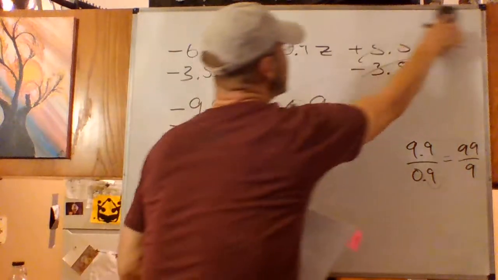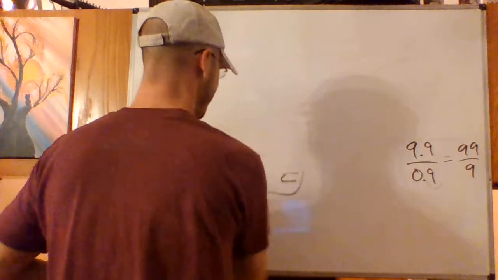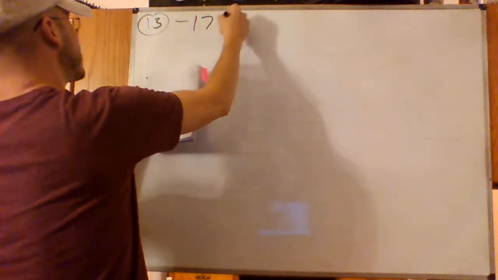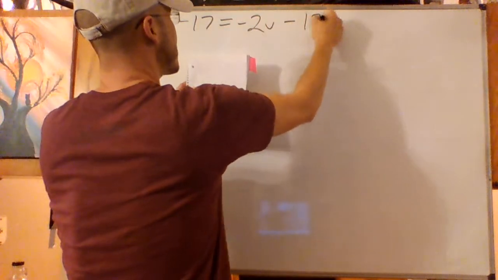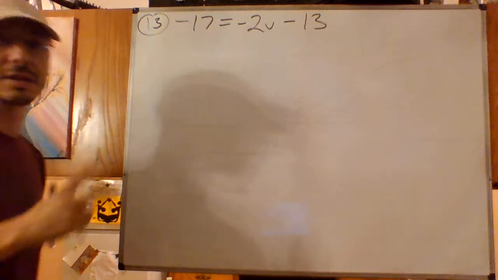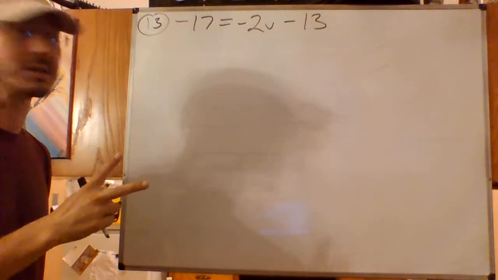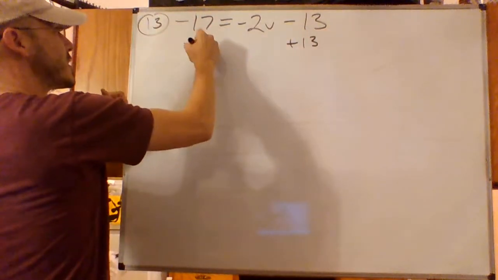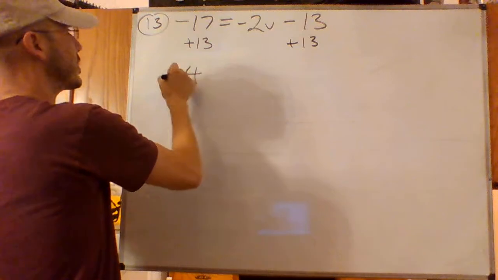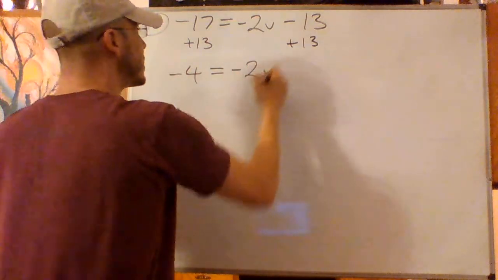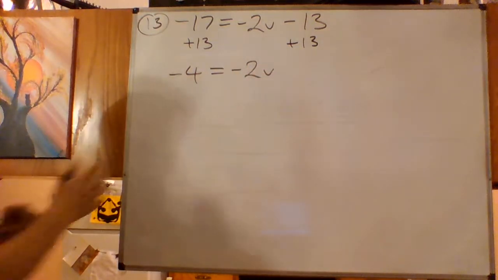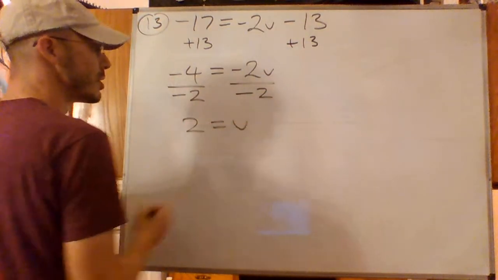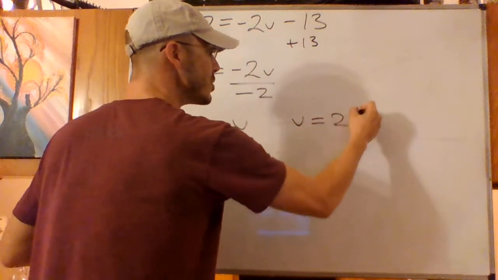For number 13, negative 17 equals negative 2v minus 13. This is really the 2 principles of equality that are going to solve this for us. First, the addition principle. To add 13, I get negative 4 equals negative 2v. And then divide by negative 2 on both sides. I get v equals 2.